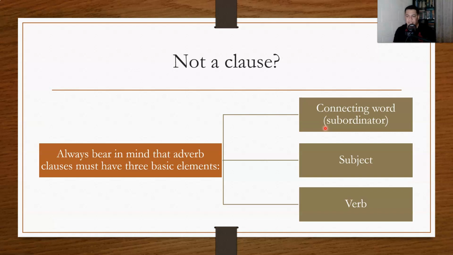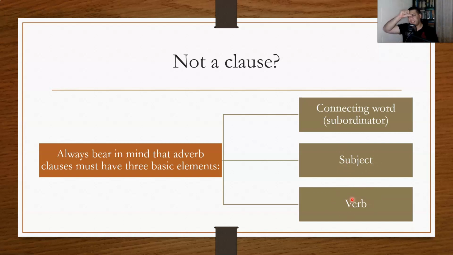Is it not a clause? Always bear in mind, guys, that adverb clauses must have three basic elements in them. We need to have the connecting word, right? We need to have this connecting word. We need to have a subject and we need to have a verb, okay? Those are the basic elements.